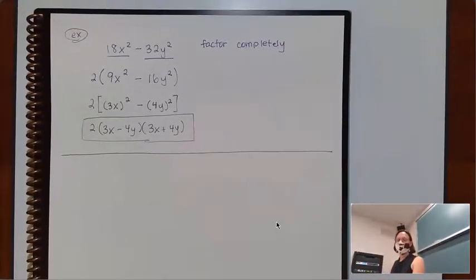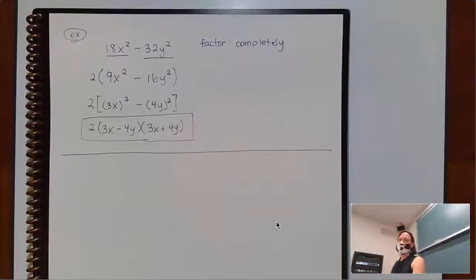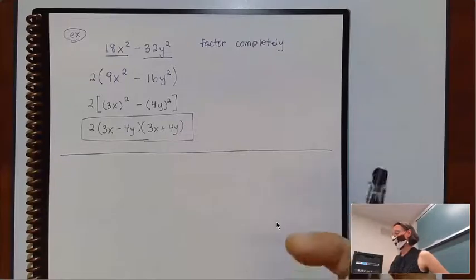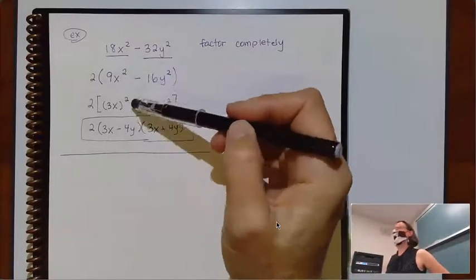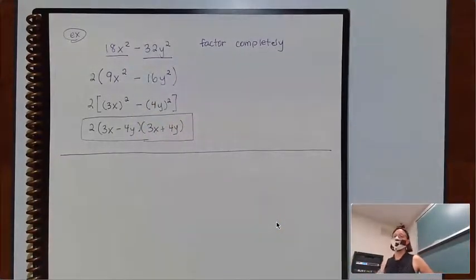Okay. Are there other questions? Oh, okay. There's a question in the chat. This only works because it's a difference. That is correct. When we're talking about perfect squares, it only works if we have subtraction between perfect squares.